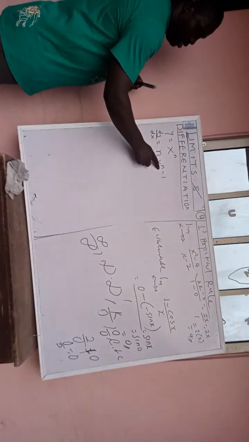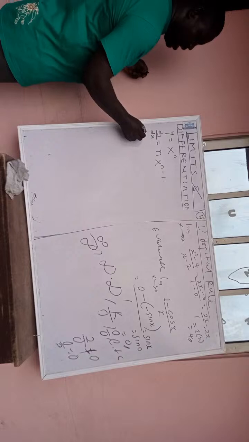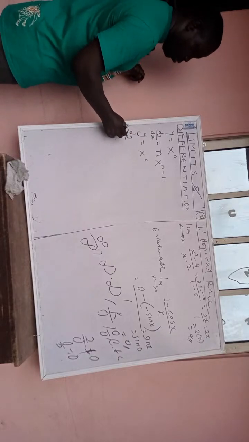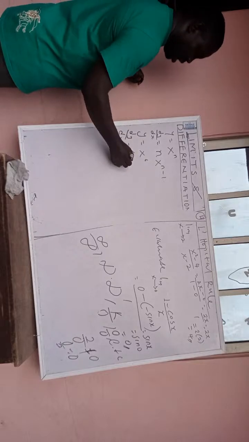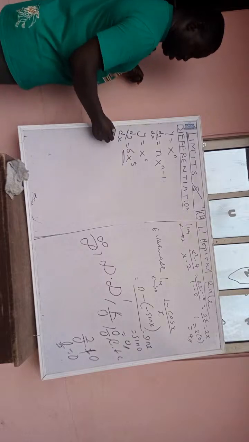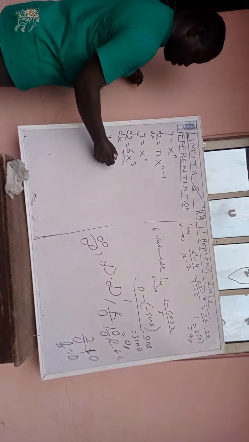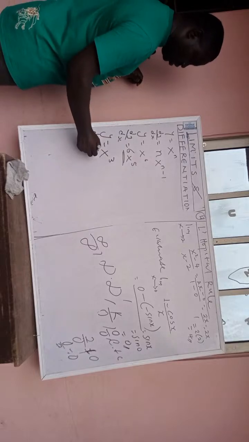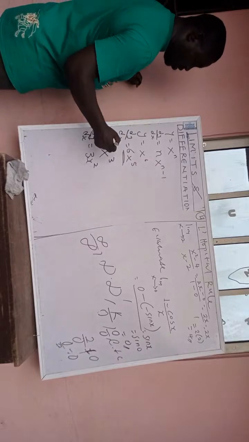So it means that if I have something like this, using the formula above, the 6 comes down, and then the 6 minus 1, that's 5. That's the answer. If I have something like this now, and then my dy/dx, what happened to it? The 3 comes down, 3 minus 1, that's 2.